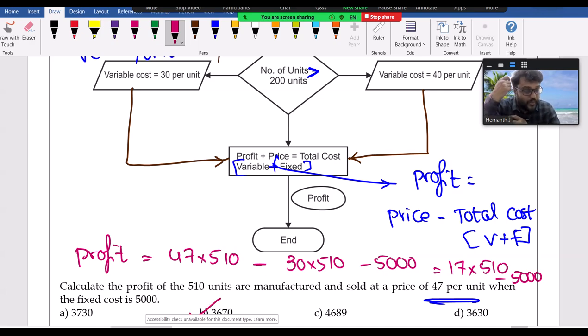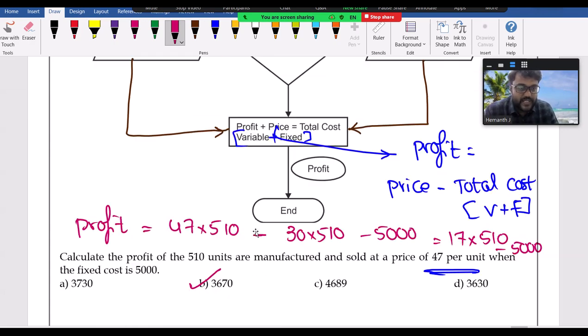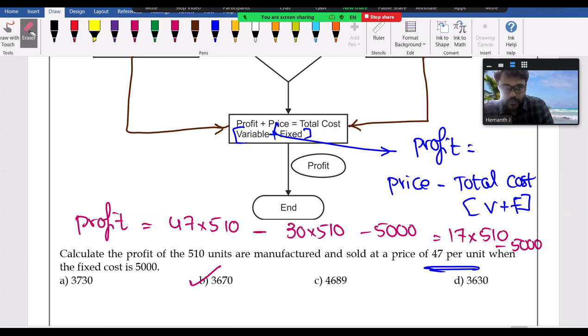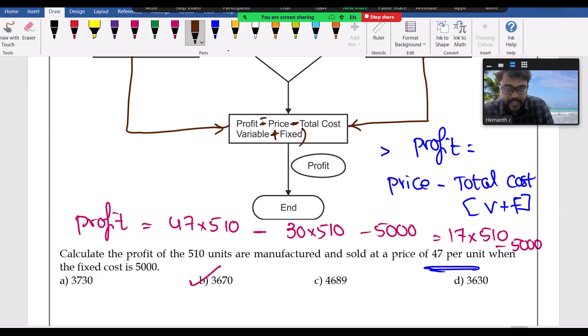Calculator not allowed. That first one will give 8,670. 8,670 minus 5,000. So guys, this is the mistake. So profit equal to price, minus, this is a typing error. This is equal. I'll just show you what's the mistake here. You can just modify it also. This is the equal symbol. This is the minus symbol. This is plus but in brackets.